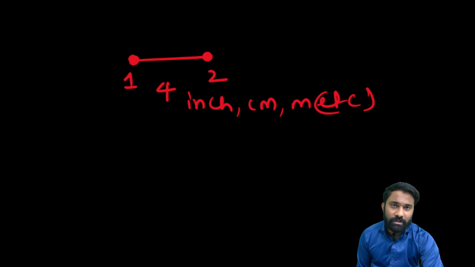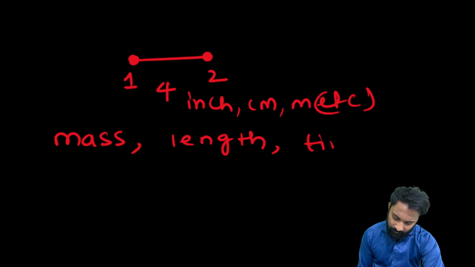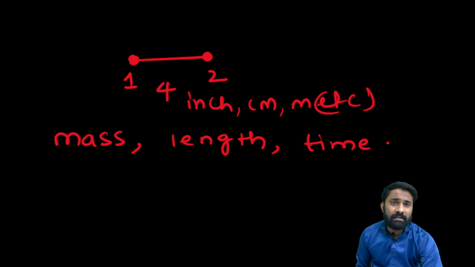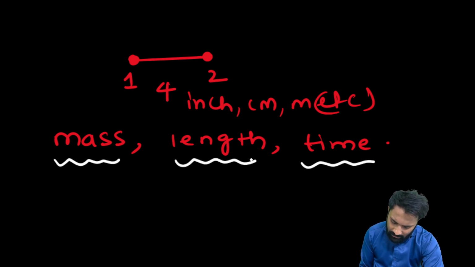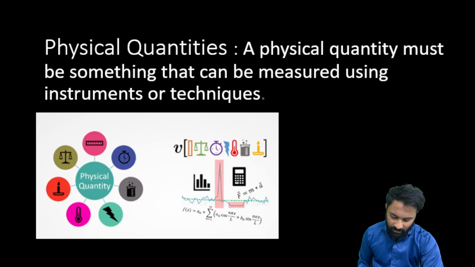For that, the basic units they first took were mass, length and time. Mass, length and time are the basic units they took. But later they realized that to express physical quantities, not only mass, length and time, but other units are also required to calculate the physical quantities.